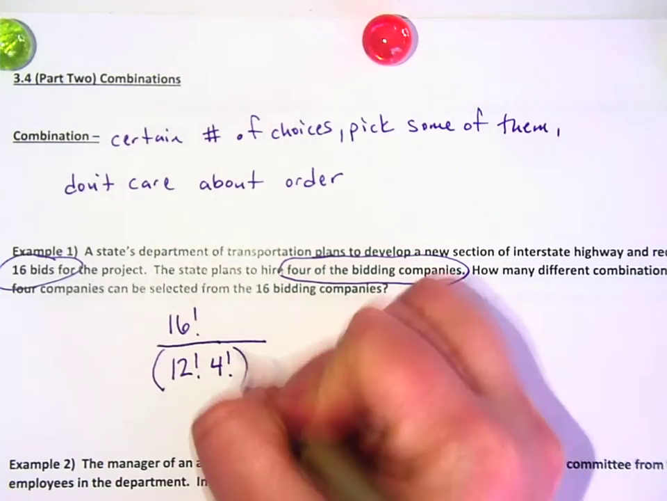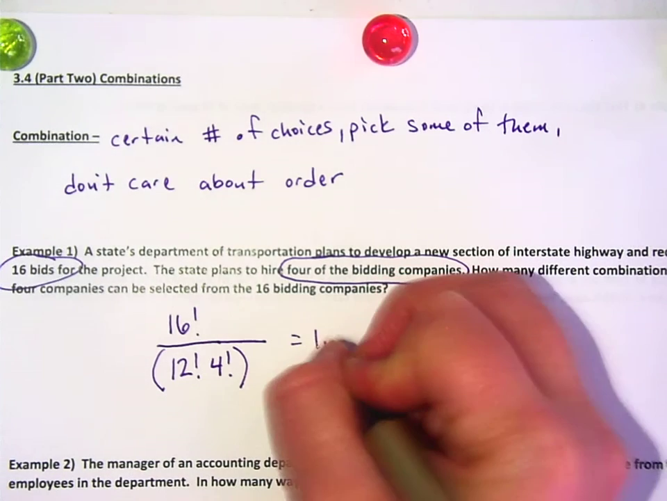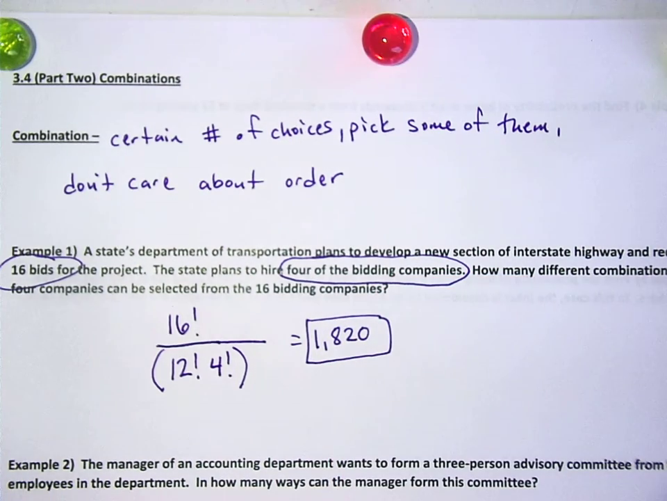So in your calculator, you are going to take this divided by this. It's under math and probability. I got 1,820. Did you guys get the same thing?